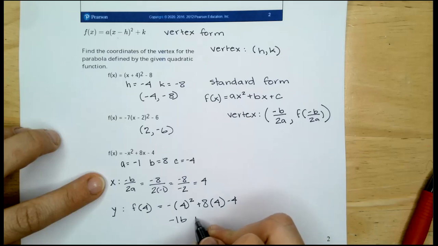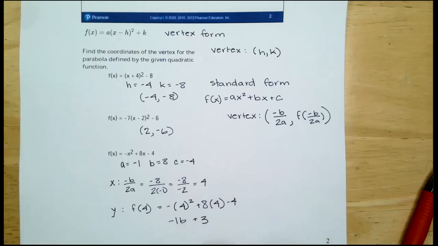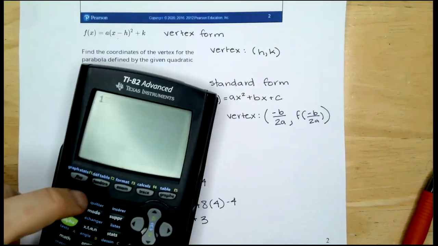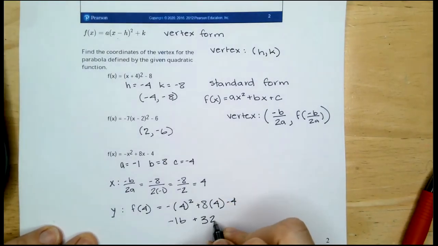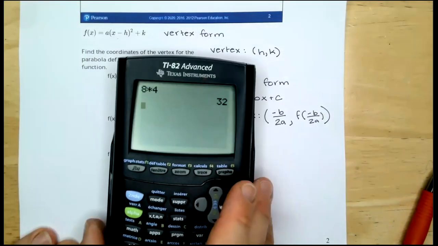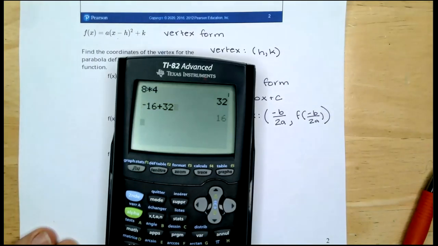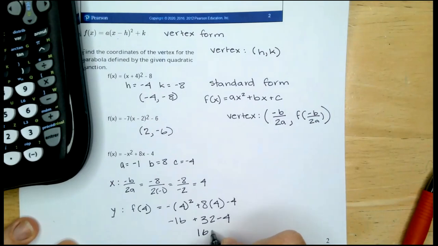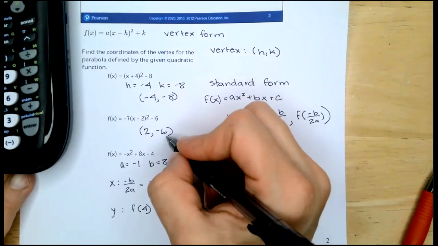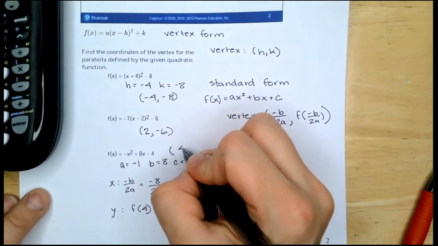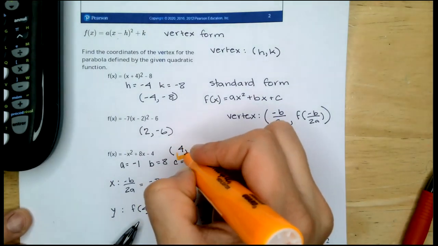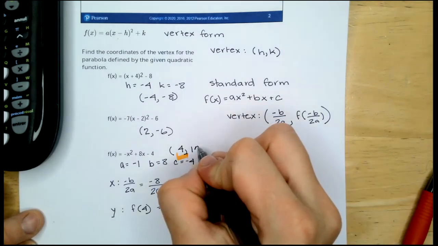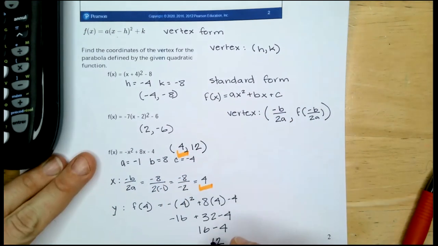8 times 4 is 32. Minus 4. -16 plus 32 is 16. Minus 4, 16 minus 4 is 12. So the vertex for this one is 4 as my x, 12 as my y value, and that's from down here.